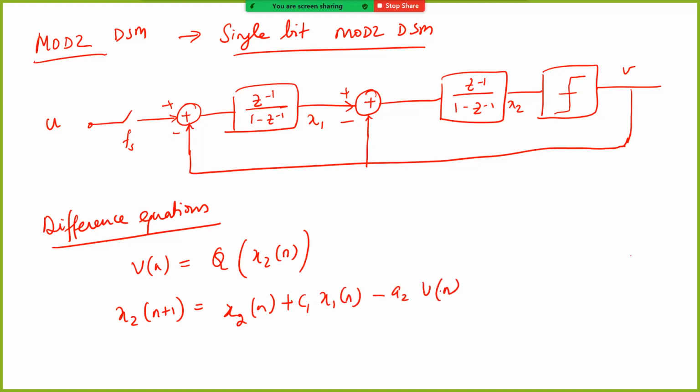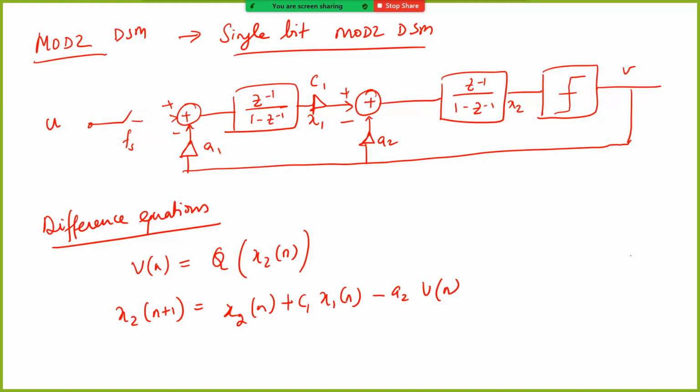Okay, let's say there is some a2 here, to be consistent with our a1, a2, right? So we can say that there is some scaling factor c1, right? So c1, and how did we do this? Here also we put b1, right? So it is x2 of n because it's an accumulator, right? So the previous sample's value plus c1 times x1 of n minus a2 times the feedback signal.